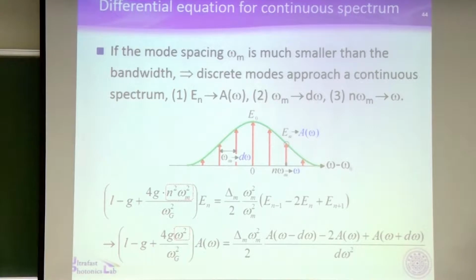Here I just highlight what happens. N squared omega m squared, so we use the third one. So you got omega squared in the new form. Omega m squared becomes d omega squared according to the second condition. Further simplification comes from this.